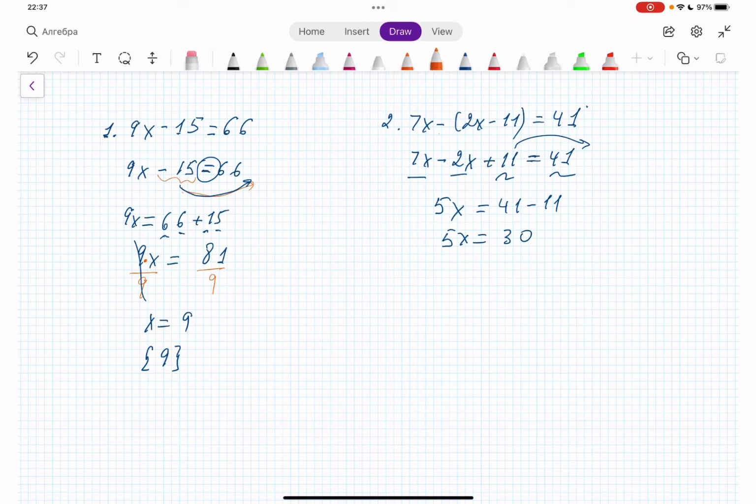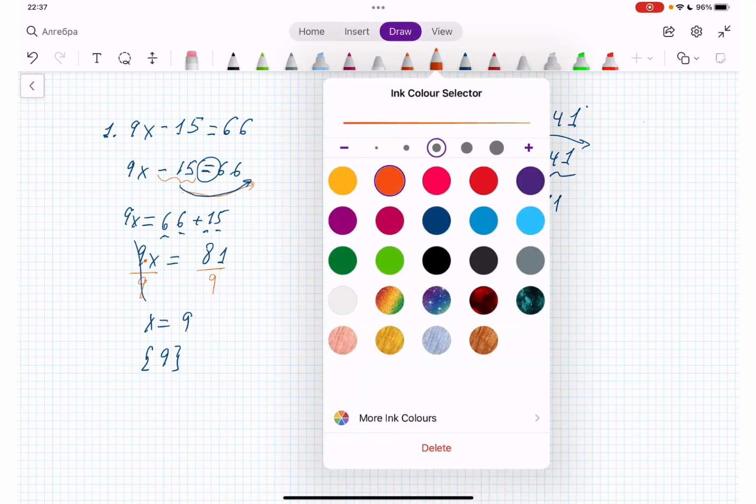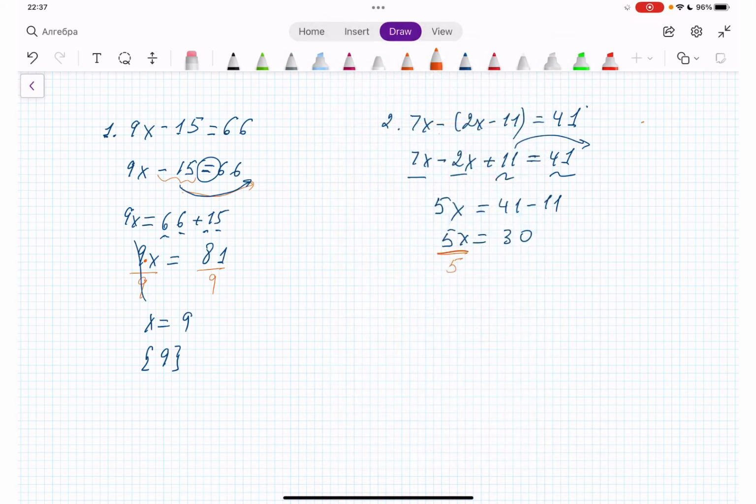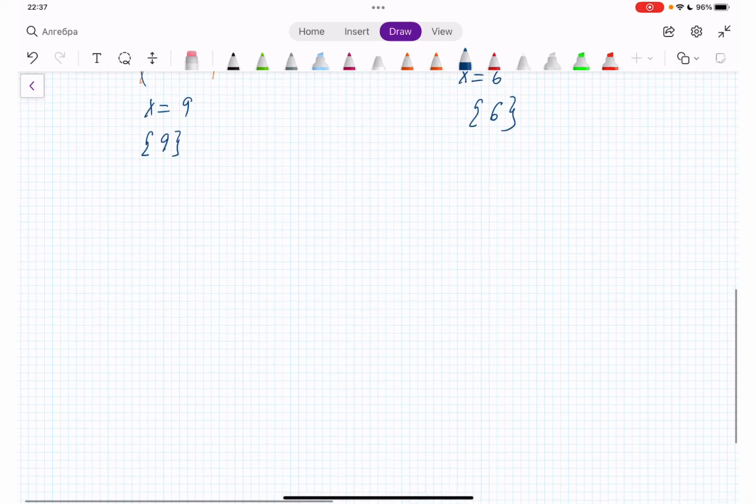And we divide by 5 because the coefficient of x is 5. We divide by 5, here also we divide by 5. This 5 and 5 is gone, and x is equal to 30 divided by 5, which is 6. So the answer is going to be 6. Next question, question number 3.